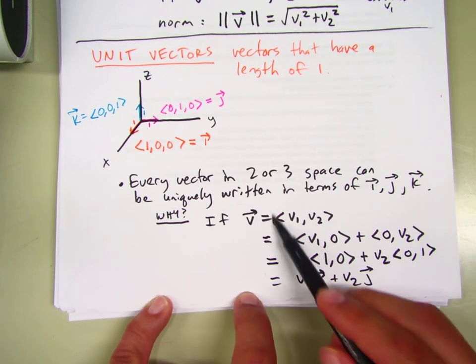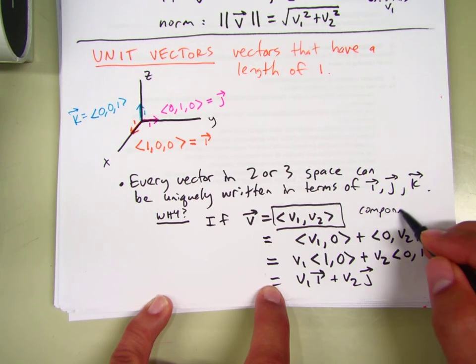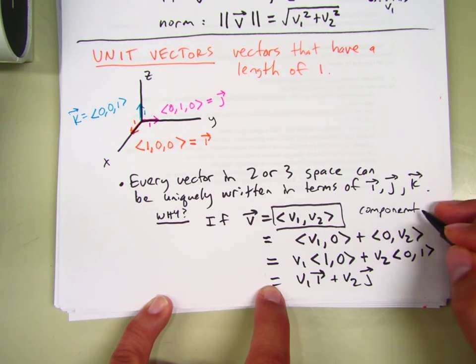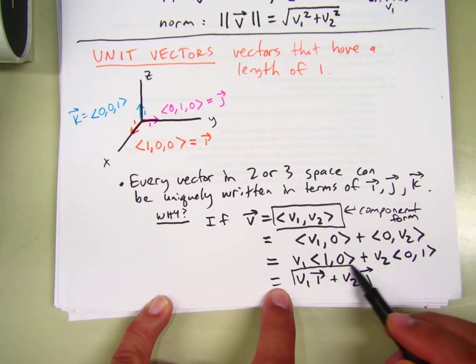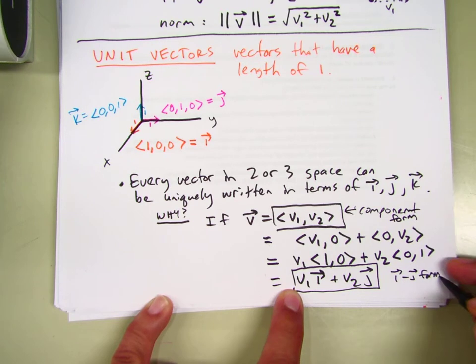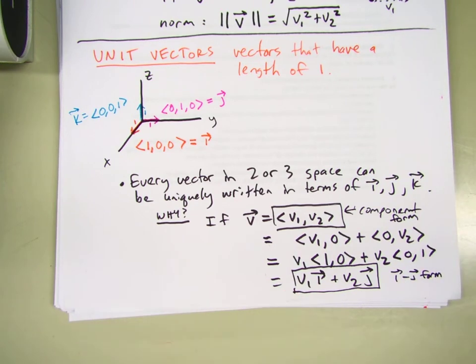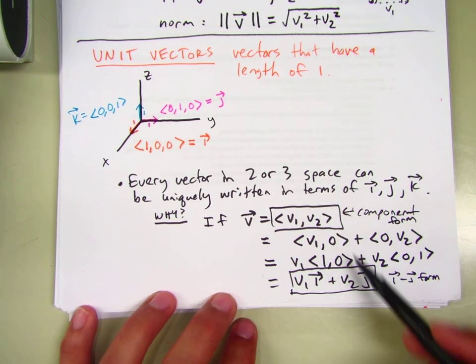Okay, so this here with the brackets is component form, and this notation here is ij form. Or if we had 3 dimensions, we'd have ijk form. You should now be able to comfortably switch back and forth from these 2 forms.